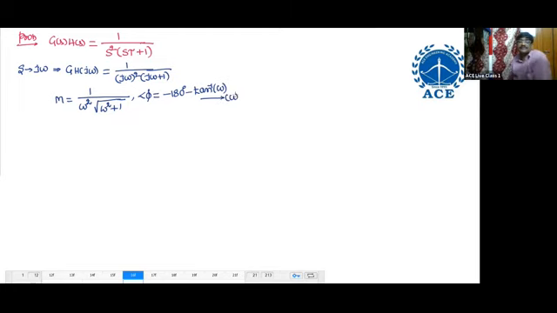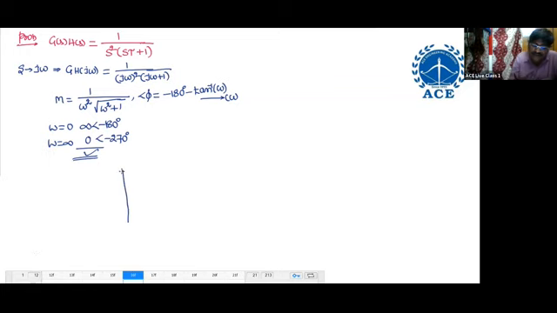Clockwise. Direction clockwise. Omega 0, magnitude infinity, phase angle minus 180. Omega infinity, magnitude 0, angle minus 270. Draw the plot. Now draw the plot. Come on.